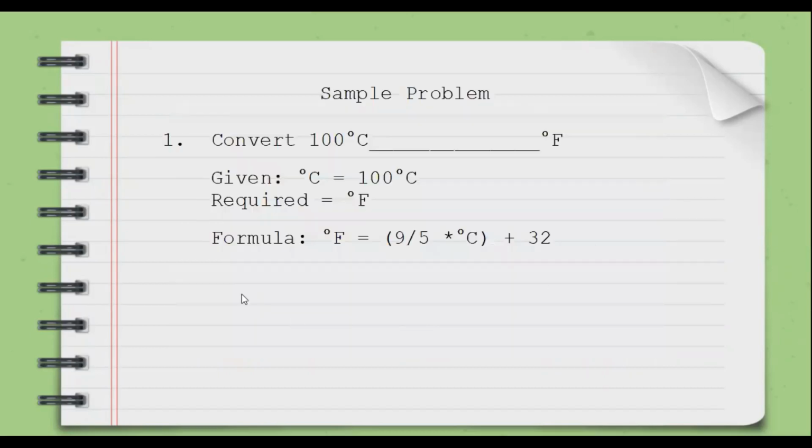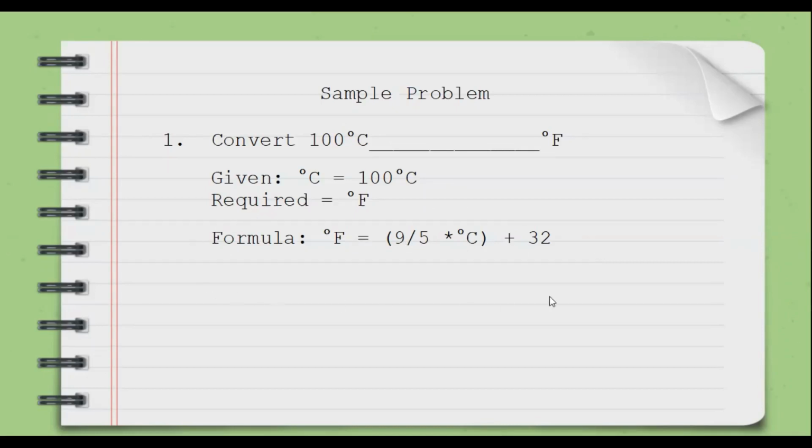So let's have a sample problem. Convert 100 degrees Celsius to degrees Fahrenheit. You have to list down the given. The given value here is the degrees Celsius, which is equal to 100 degrees C. What is required? The degrees F. Since our required is degrees F, we have to use the formula for degrees F in conversion. So degrees F is equal to 9/5 times the degrees C plus 32.